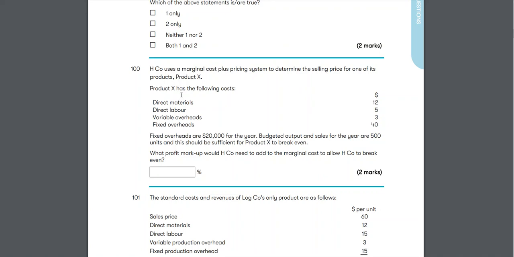Product X has the following costs. We have direct material, labor, variable overheads, and fixed overheads of 40 per unit. Fixed overheads are 20,000 for the year, and we need total fixed cost to find break even. Budgeted output and sales for the year are 500 units, and this should be sufficient for product X to break even. Okay, so this is our budgeted units, but it didn't ask.